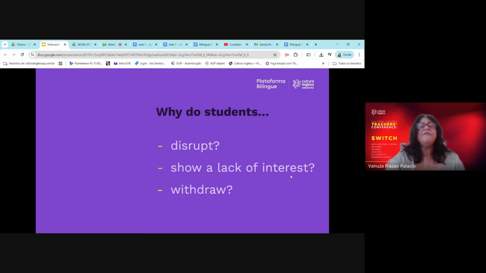All right. Well, why do we want our students to have the language for the task? Because we want our students to be more independent. We want our students to feel more at ease with whatever is happening in the classroom, and to feel part of the lesson, and to feel they are progressing with the language. And even if we do that and students still disrupt or show a lack of interest and withdraw, why are they doing it? Pause the video and answer the question.